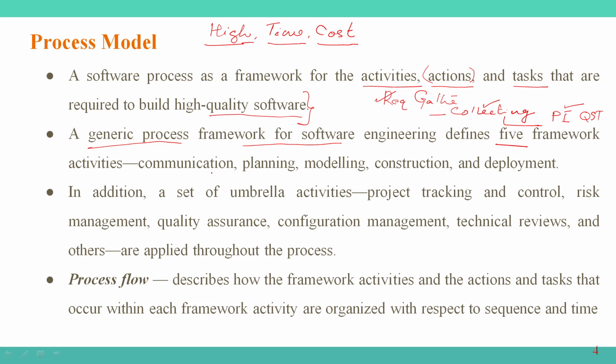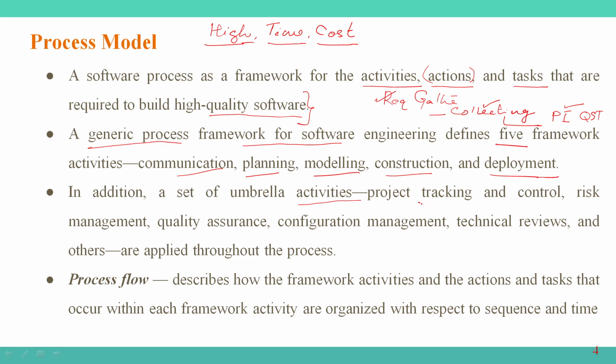First is communication, second is planning, third is modeling, fourth is the construction, and last is the deployment. This is what we call the SDLC process. Then apart from this, we have a set of umbrella activities, which we have already discussed in the first unit, what is software engineering.